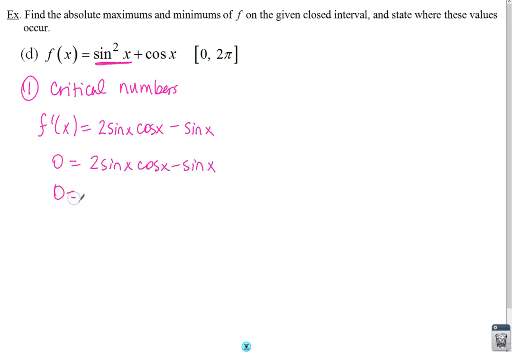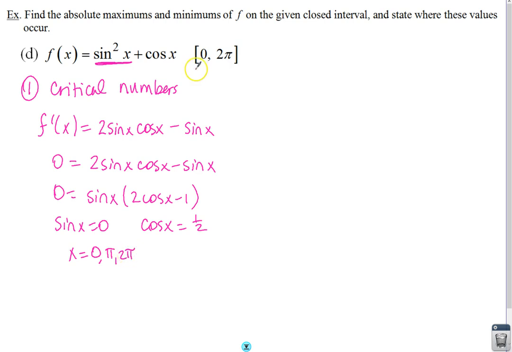I'm going to factor out sine of x here. So sine of x times (cosine x minus 1). Where is sine of x equal to 0? Where is cosine of x equal to 1/2? Well, this occurs when x is equal to 0, pi, actually any multiple of pi. However, my interval only goes from 0 to 2 pi, so I don't want to write all of those multiples of pi. I just want to write the ones within the interval I have. So 0, pi, and 2 pi.